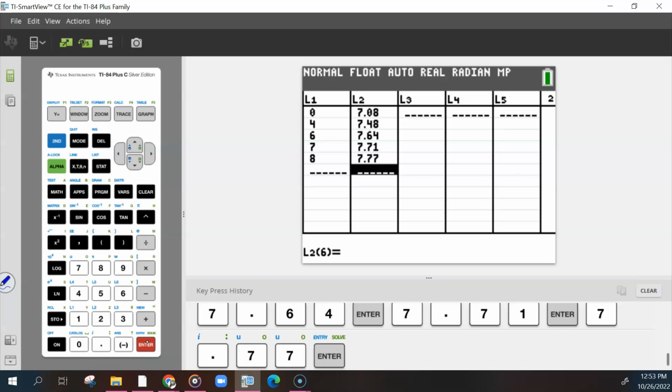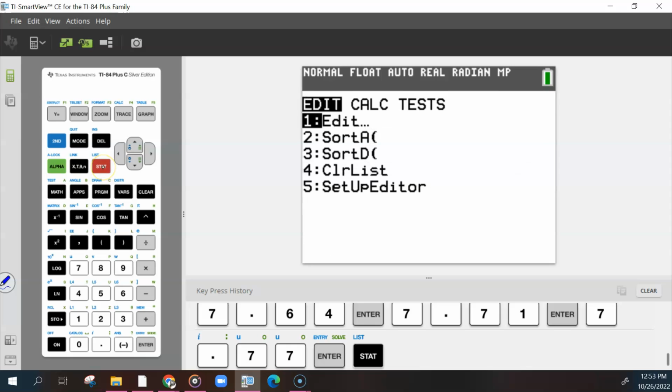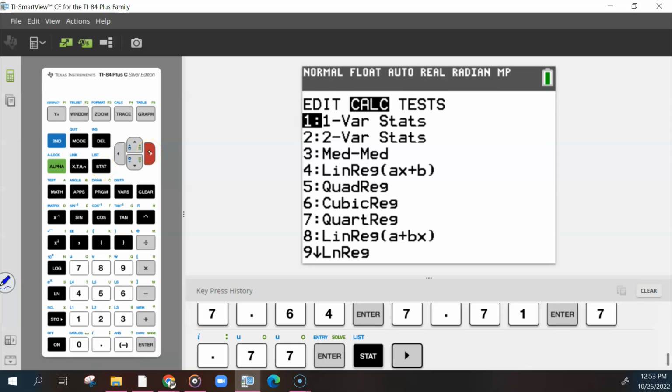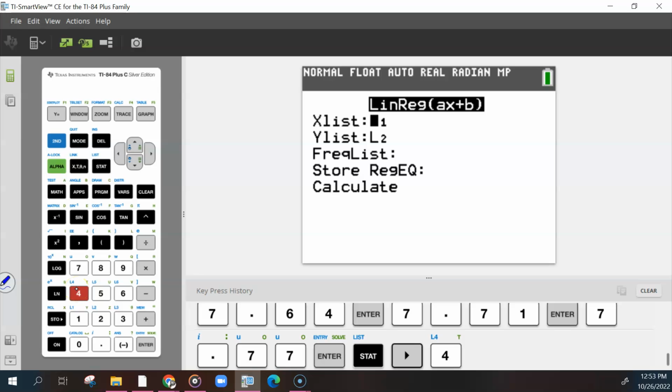Once you have in your data, you go on to step 2. Stat, scroll over to calculate, down to number 4. Scroll down to store regression equation, alpha trace, and enter until your screen changes.